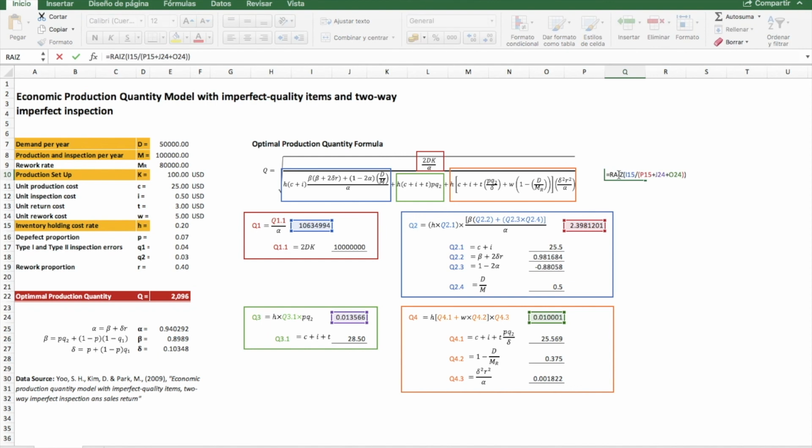We use the square root function and put the value of quadrant 1 divided by, open parentheses, the value of quadrant 2 plus quadrant 3 plus quadrant 4, closing parentheses, which gives us this final result, which we will copy as our value for the optimal production quantity.